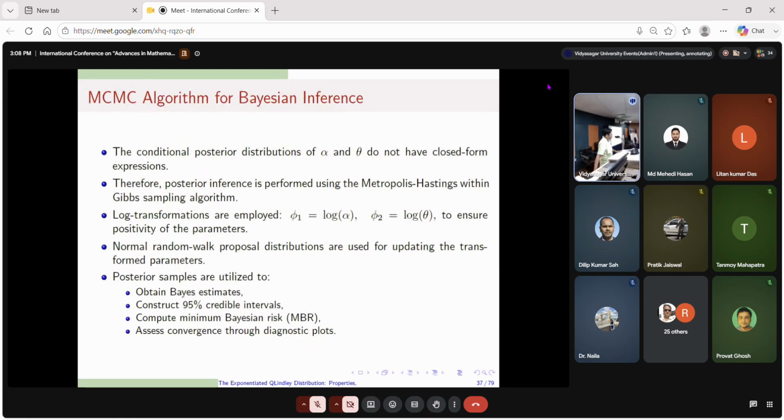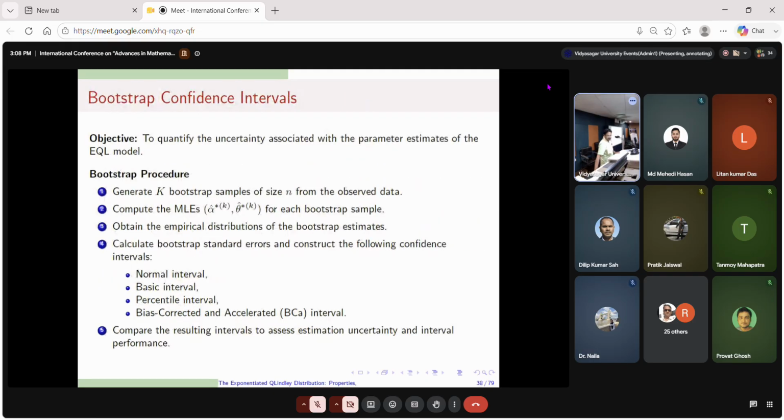So again, for Bayesian estimation, the Markov Chain Monte Carlo algorithm is adopted here. And we have estimated some classical confidence intervals as well. So bootstrap confidence intervals we have applied here. These are the bootstrap technique algorithms for how to estimate that bootstrap confidence interval.